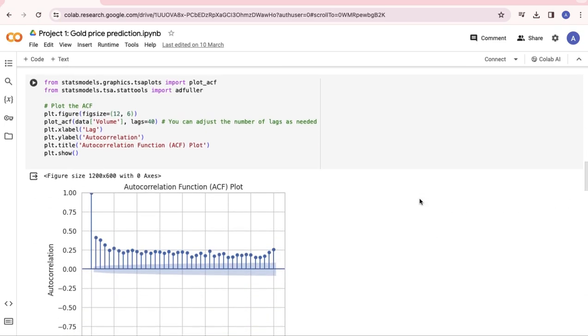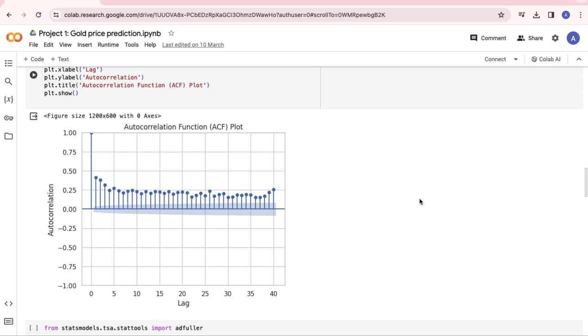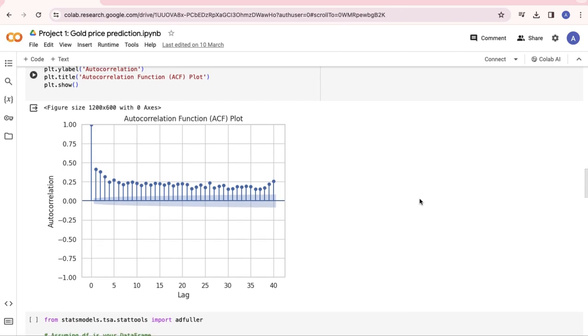I have also modeled an ACF plot, which is an autocorrelation function. The ACF, or autocorrelation function plot, is a statistical technique that we can use to identify how correlated the values in a time series are with each other. The ACF plots the correlation coefficient against the lag, which is measured in terms of a number of periods or units.